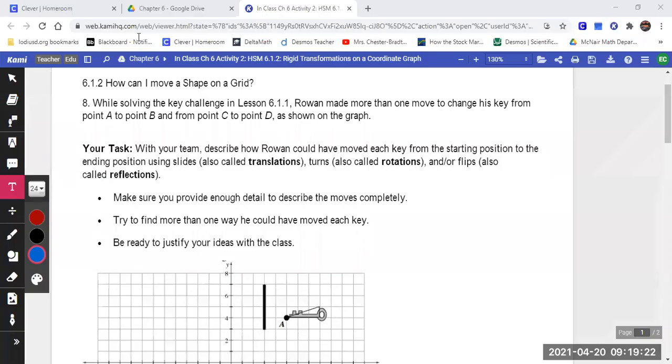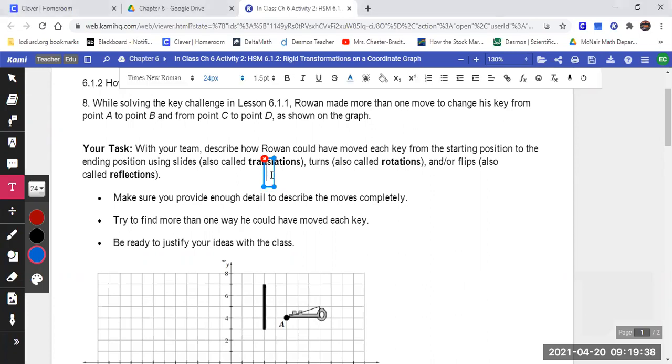Okay, so we're going to be using the correct math term for it. What's the correct term for spin? Not spin, but what's the correct term for it? Rotate. Nice. What's the correct term for flip? Not flip, but reflect. Yes, reflect.